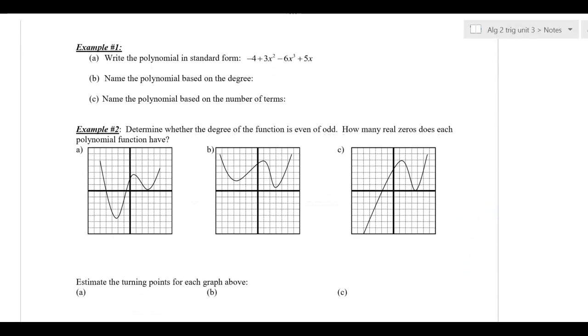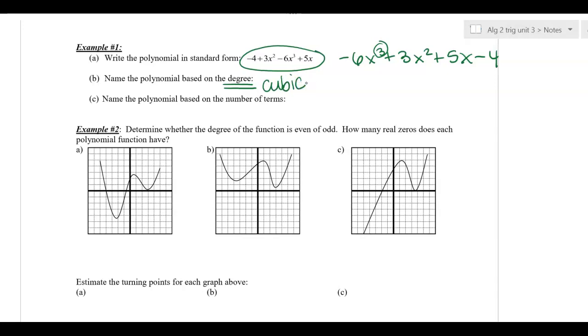So the first skill here is basically naming. And so here's a polynomial. We want to write it in standard form, and that just means combine like terms and put the highest powered term first. So it would look like this. So naming the polynomial based on its degree, the highest degree term is degree 3. And so this has a highest degree of 3, which we call a cubic.